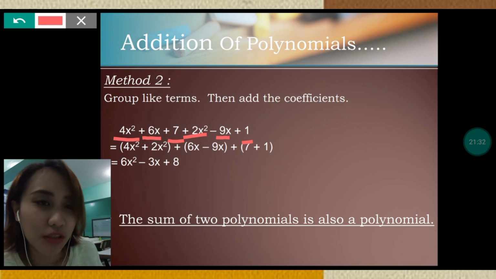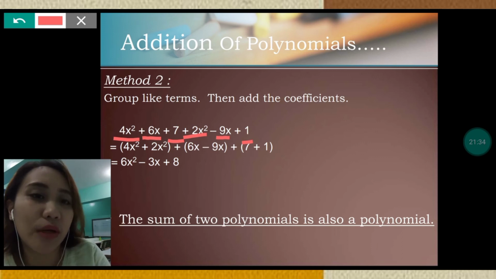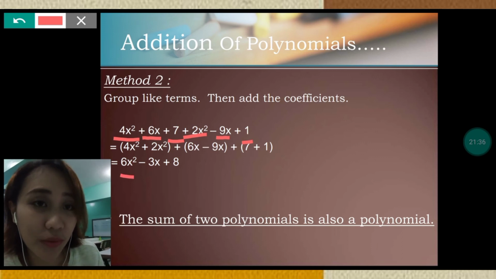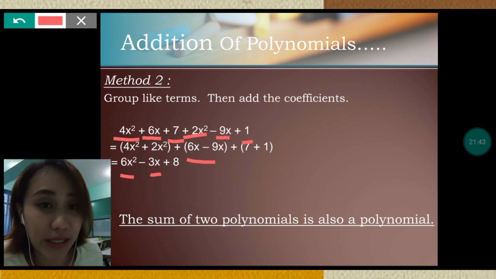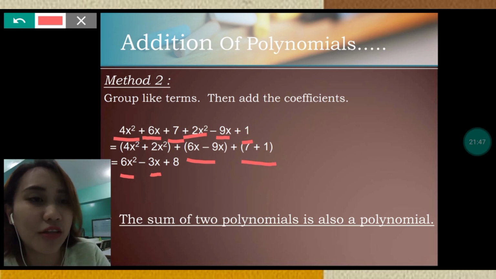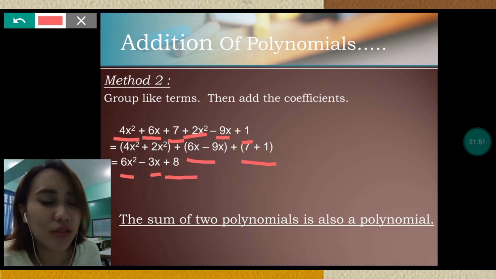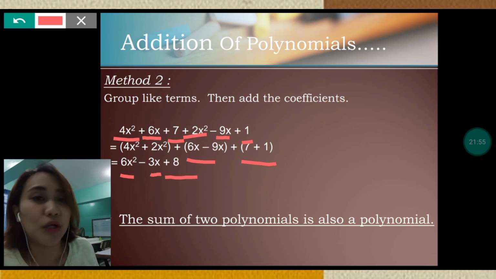So as a result, we have 6x squared by adding 4x squared and 2x squared. We have negative 3x squared by adding 6x and negative 9x. And lastly, adding the constants 7 and 1 gives us 8. Take note that the sum of two polynomials is also, of course, a polynomial.